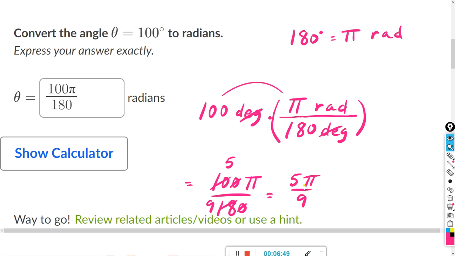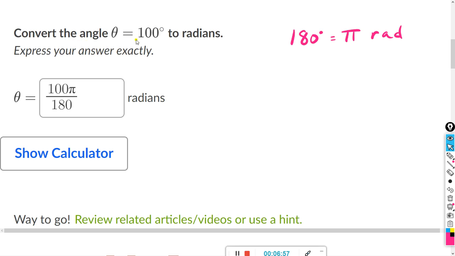But it is good practice to reduce, because you might have to reduce some of the fractions on the SAT. And there's no shortcut for this one. Since we started with 100 degrees, you can't plug in 180 for pi.